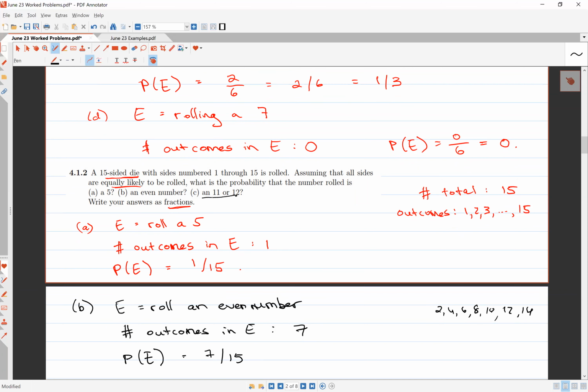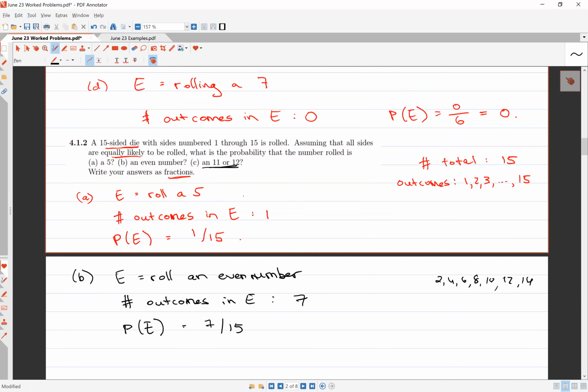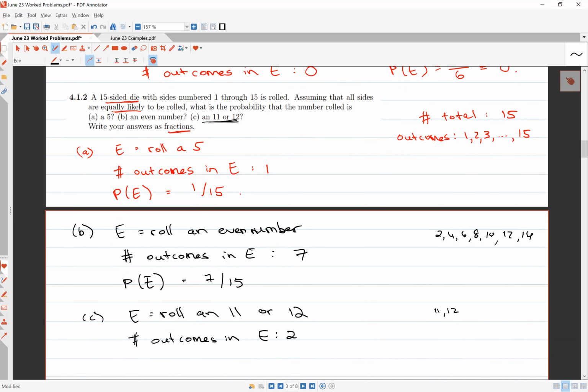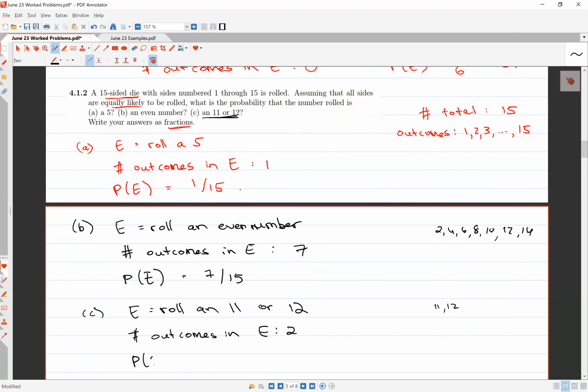And finally, what's the probability of rolling an 11 or a 12? So which outcomes correspond to rolling an 11 or a 12? Just 11 and 12. And how many outcomes did we just list? 2 of them. So here, the probability of the event of interest will be 2 over 15.